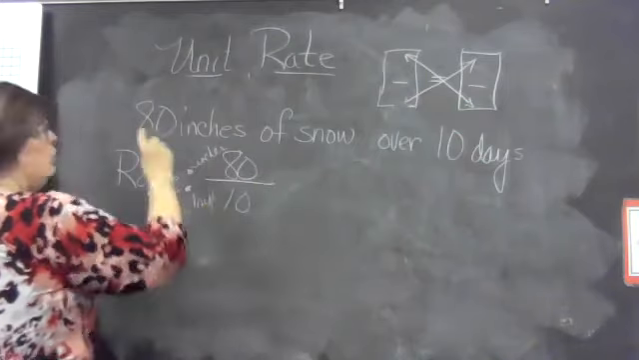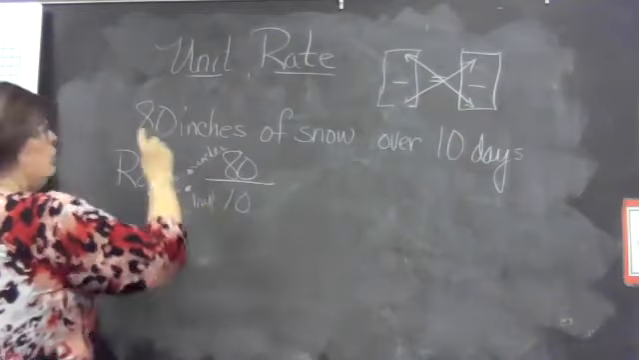Now they want the unit rate. Unit means 1. And so what they want to know is how many inches in 1 day. Unit rate is 1. So they said, if the truth that you told me is this place got 80 inches in 10 days, the unit rate is, so how much of that was in one day?